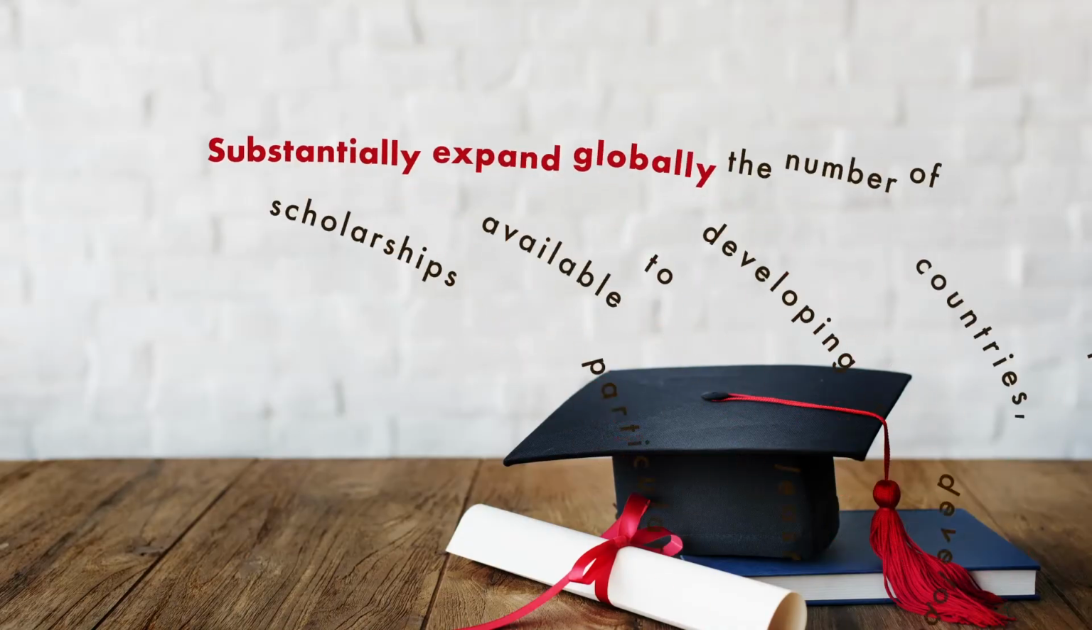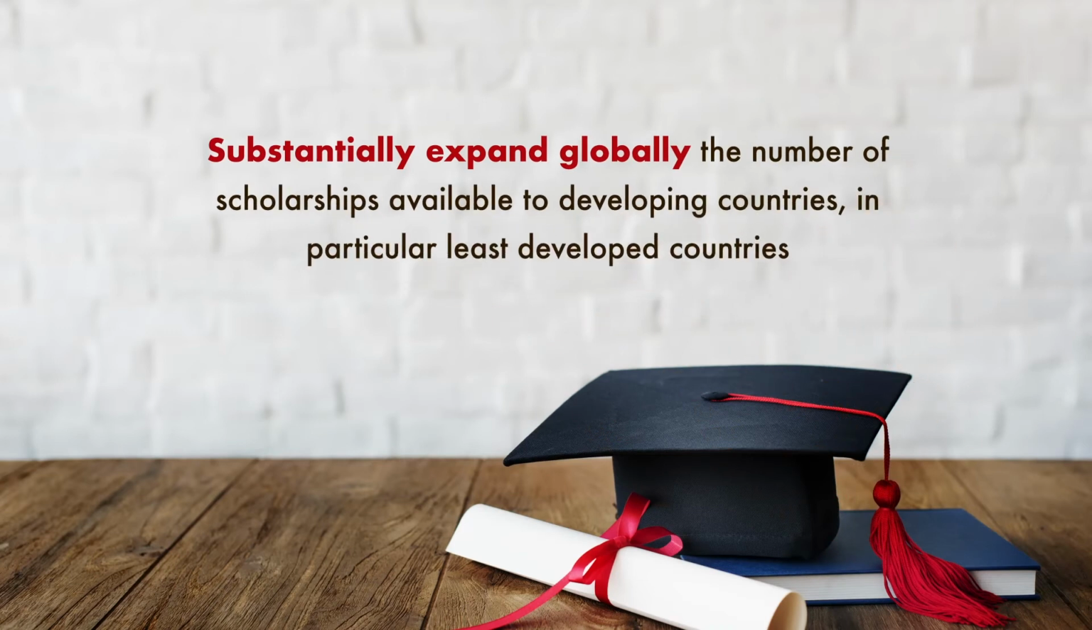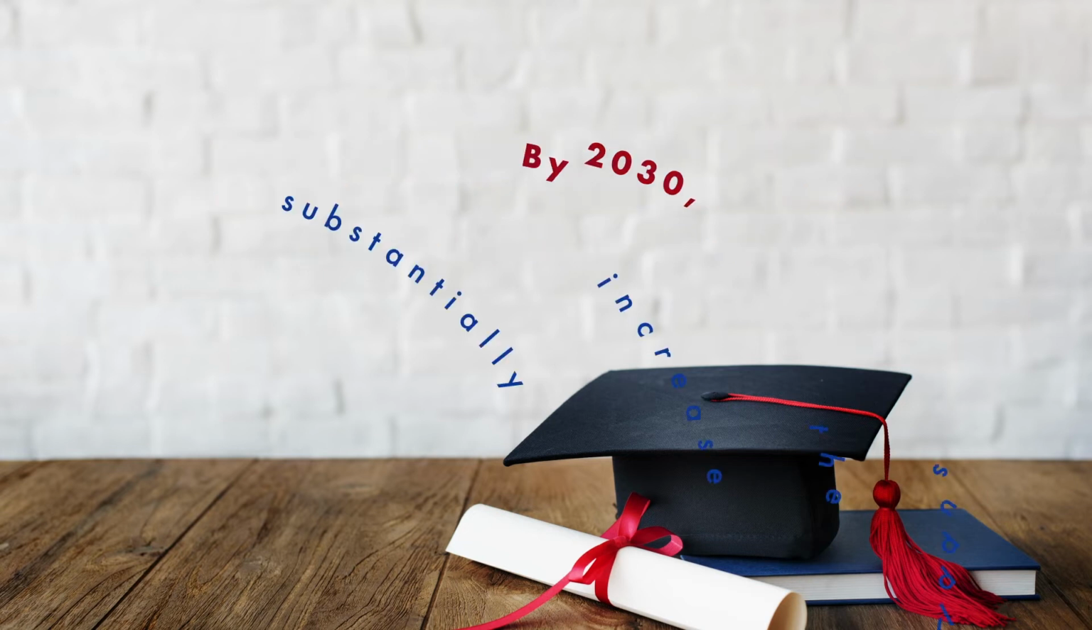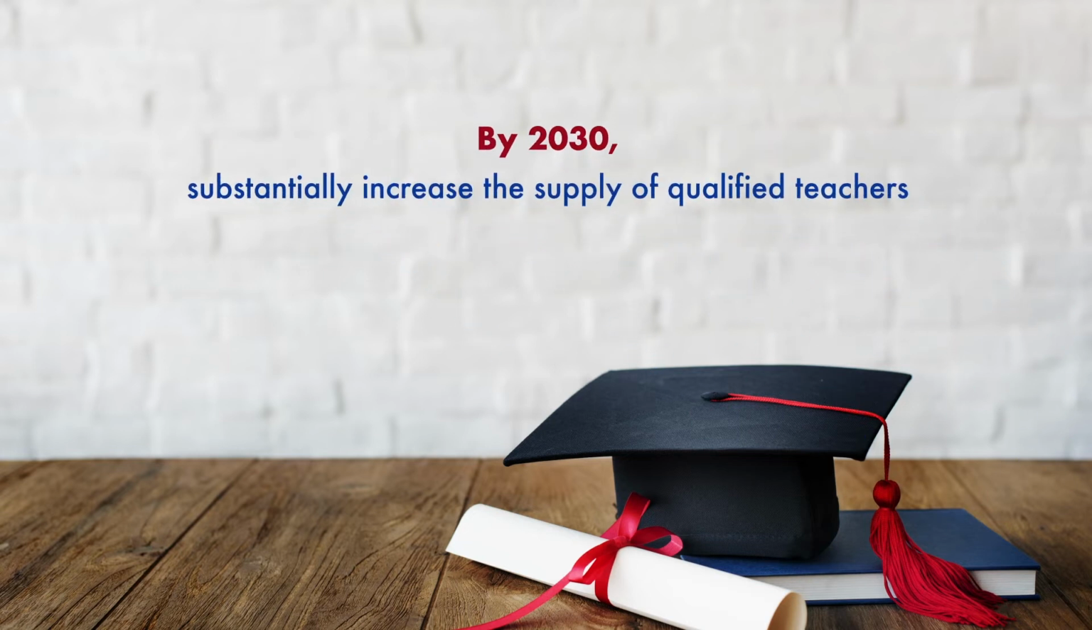All learners acquire the knowledge and skills needed to promote sustainable development by 2030, to build and upgrade education facilities that are child, disability, and gender sensitive and provide safe, non-violent, inclusive and effective learning environments for all by 2030. Substantially expand globally the number of scholarships available to developing countries, in particular least developed countries. By 2030, substantially increase the supply of qualified teachers across the globe.